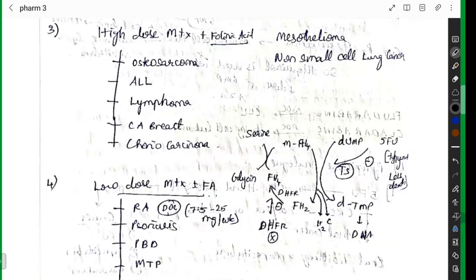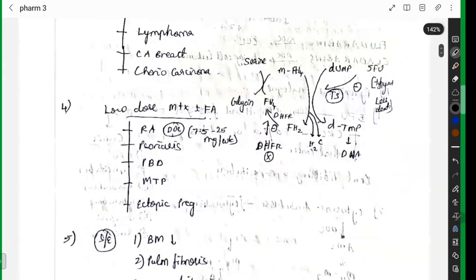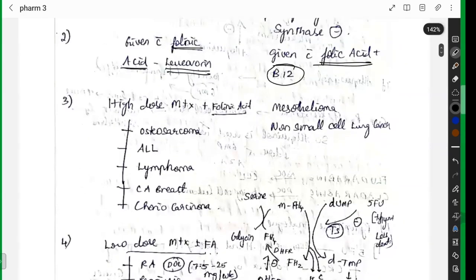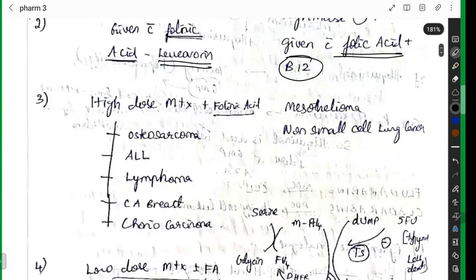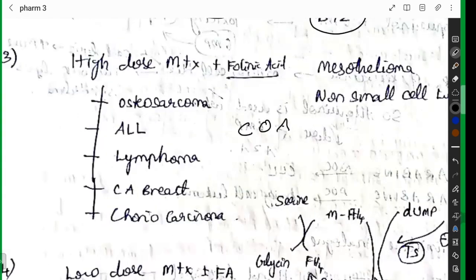Clear, right? Now, you have two things: high dose methotrexate and low dose methotrexate. When will you be giving high dose methotrexate, and when will you be giving low dose methotrexate? High dose methotrexate is given in, you are going to remember it like COLA, cola or coal. So cola, you're going to use in high dose methotrexate. What is COLA? C stands for carcinoma breast. C stands for choriocarcinoma. O stands for osteosarcoma. L stands for lymphoma.